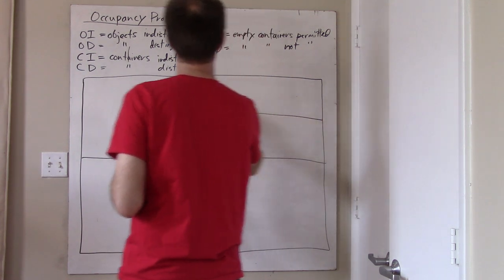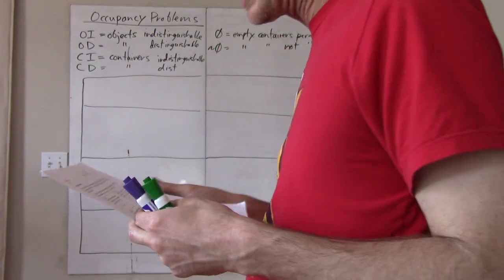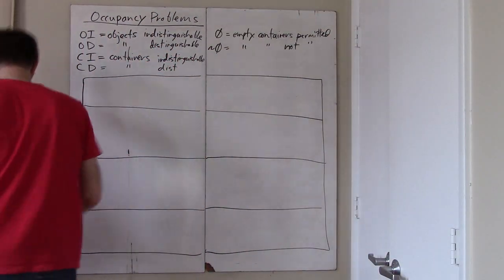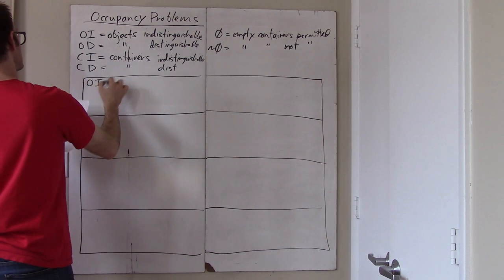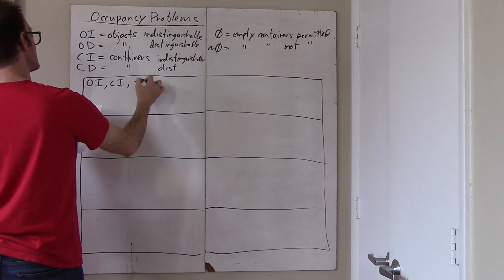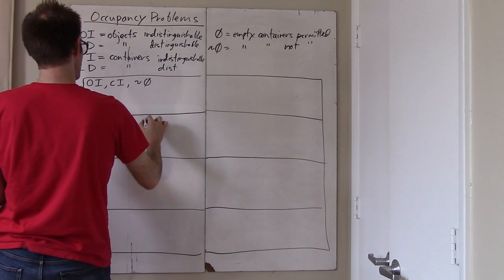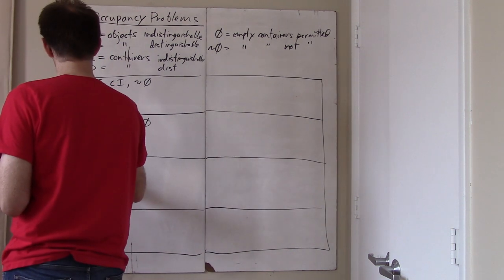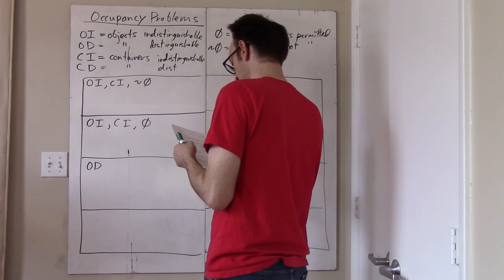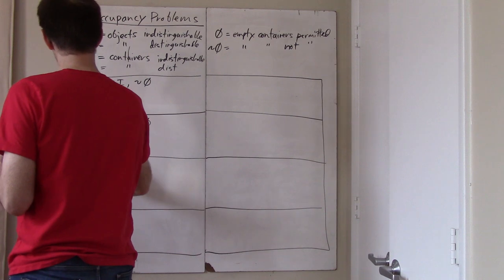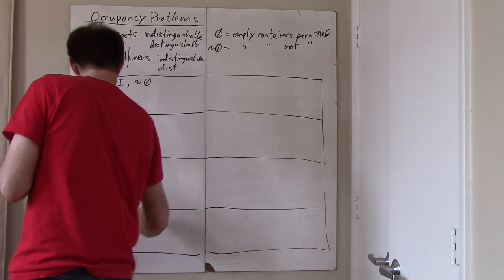So, here we go. The chart kind of looks like this. Objects indistinguishable, containers indistinguishable, not empty, and then objects indistinguishable, containers indistinguishable, empty, and then objects distinguishable. I think I want to go across maybe. No, I want to go down. Objects distinguishable, containers indistinguishable, not empty. And finally, objects distinguishable, containers indistinguishable, empty. No, not finally, because there's four more.